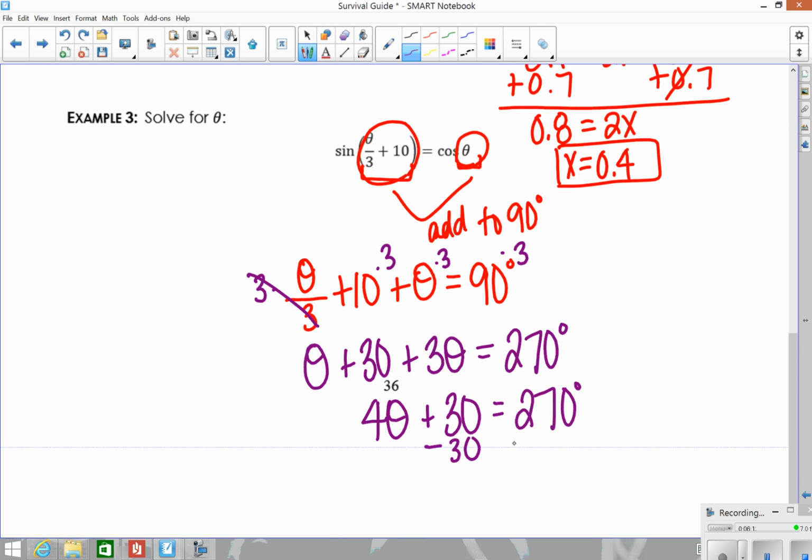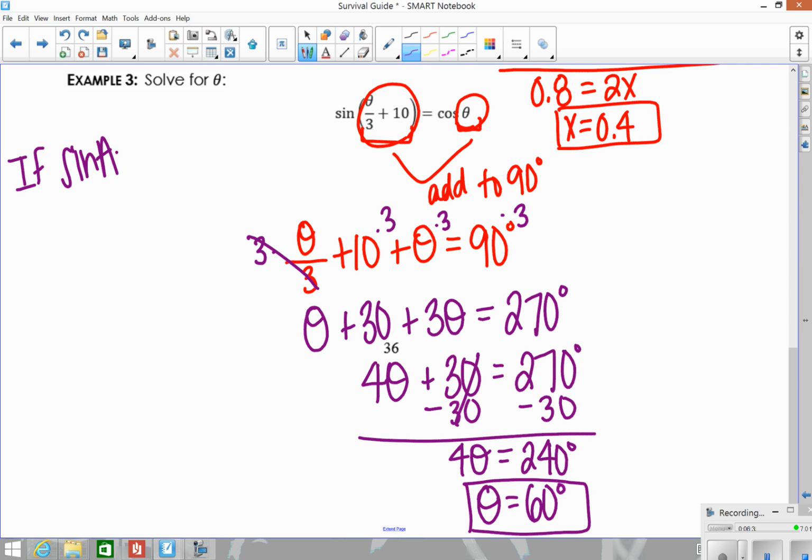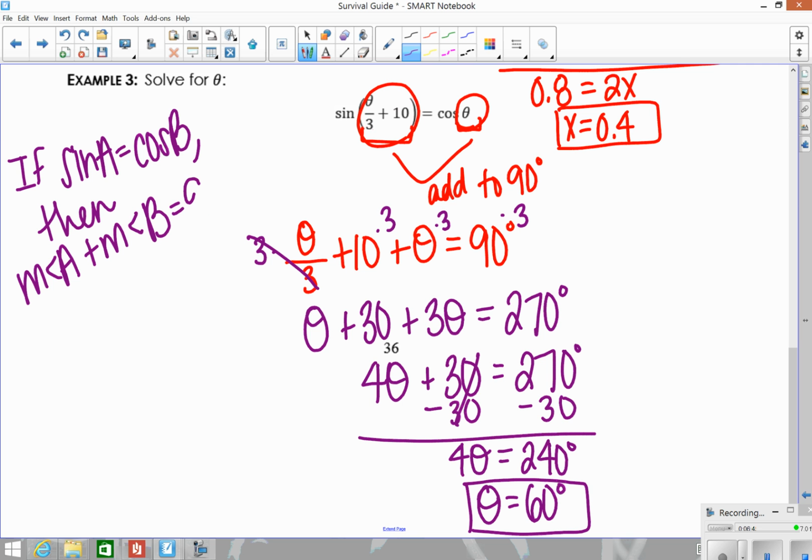Then I'm going to subtract 30 from both sides, so 4 theta equals 240. Divide by 4, and you get theta equals 60. And again, the reason for that is because if sine of A equals cosine of B, then the measure of angle A plus the measure of angle B must be 90. They must be complementary. So that's my reason for what I did there.